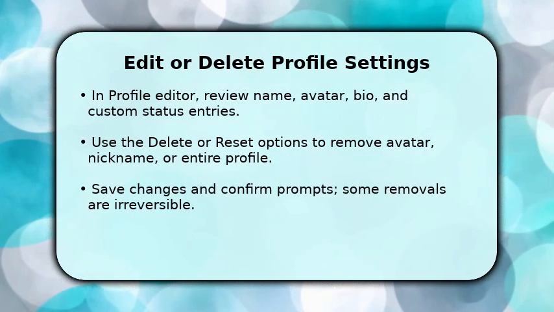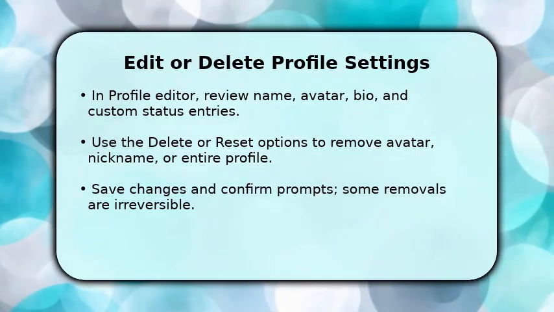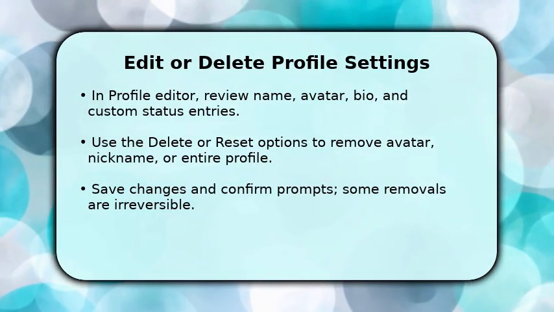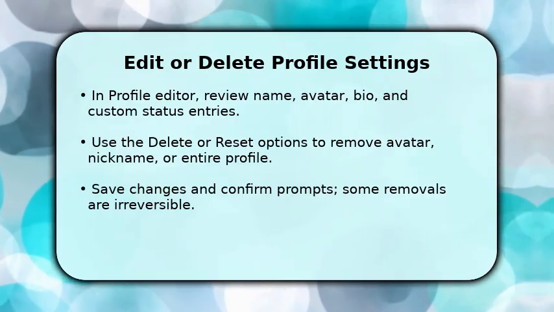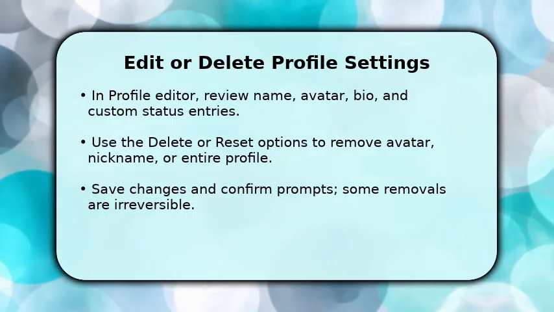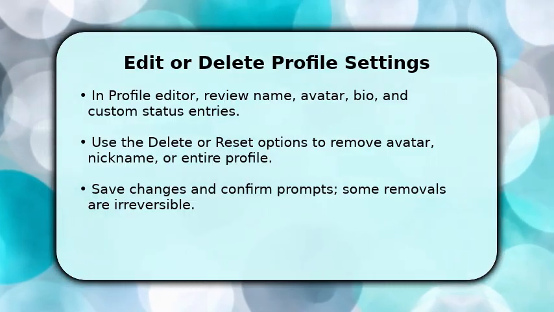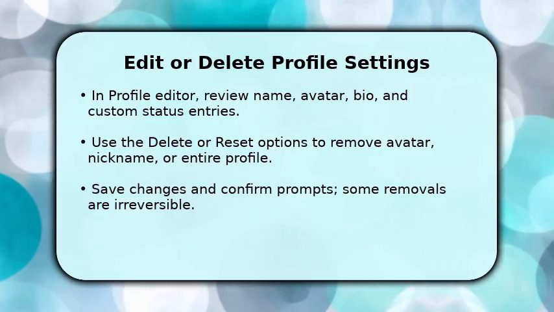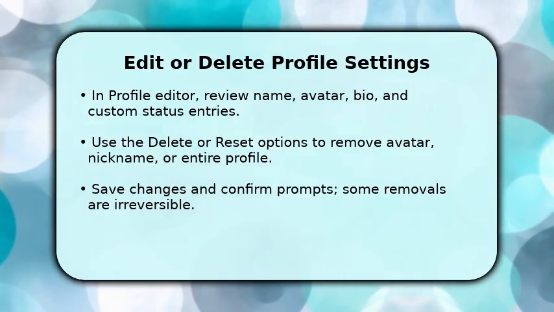In the per server profile editor, inspect fields: nickname, avatar, bio, and custom status. To remove a single element, use the clear or delete icon next to that field. To remove the whole per server profile, choose delete profile or reset to default. Make sure to click save or confirm. Discord will usually prompt you.